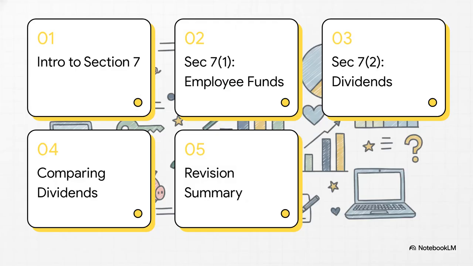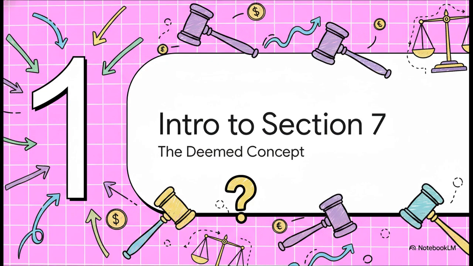So here is our roadmap for today's explainer. First up, an introduction to Section 7. Second, Section 7.1, covering employees' funds. Third, Section 7.2 on dividend income. Fourth, we'll do a comparison of dividend types. And finally, we'll wrap up with a quick Section 7 revision summary. Let's kick things off with Part 1, Introduction to Section 7 and the whole deemed concept.